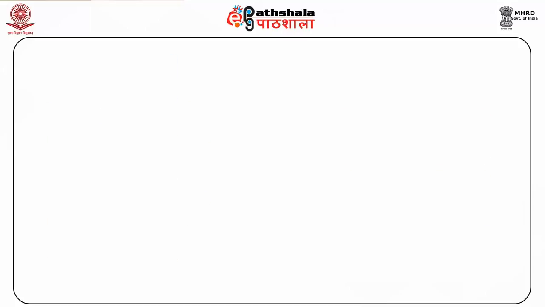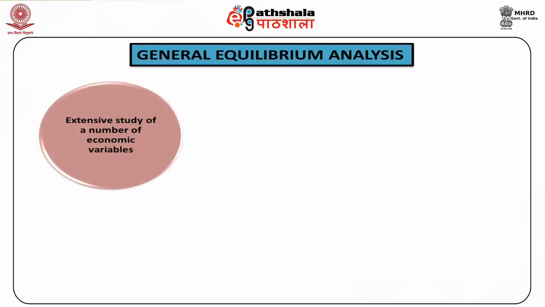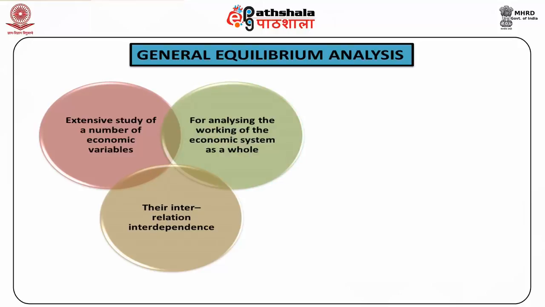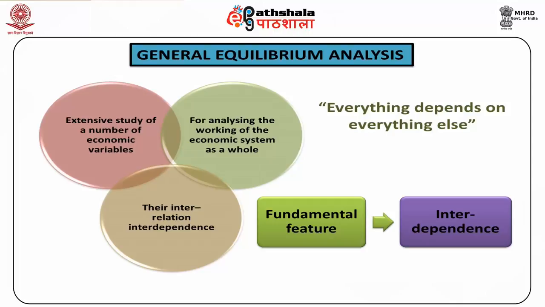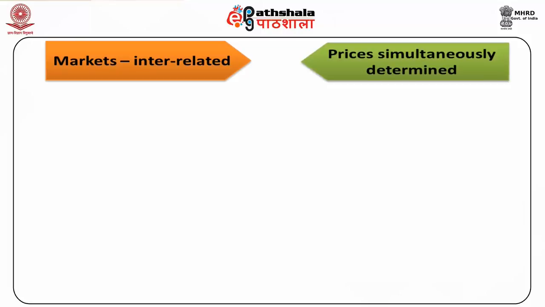Now let us study the general equilibrium analysis. It is an extensive study of a number of economic variables, their interrelation and interdependence for analyzing the working of the economic system as a whole. The essential feature of an economy can be summed up in the phrase, everything depends on everything else. In other words, the fundamental feature of any economic system is the interdependence among its constituent parts. The markets of the commodities and all productive factors are interrelated, and the prices in all markets are simultaneously determined.